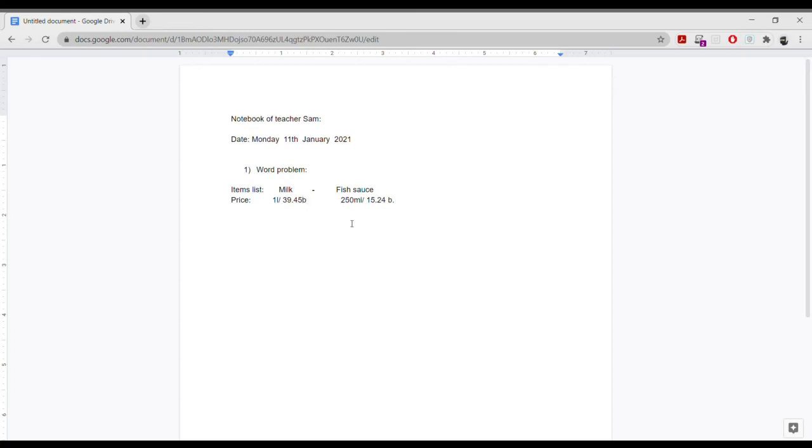So this is the price of the items that we are going to use for the word problem. What is the word problem? So let's formulate an easy word problem. For example, teacher Sam wants to buy. I hope you know what it means. Teacher Sam, this is me, wants to buy. What does it mean buy? Yes, ซื้อใช่ไหมครับ.